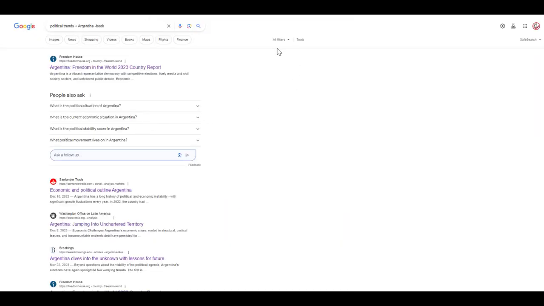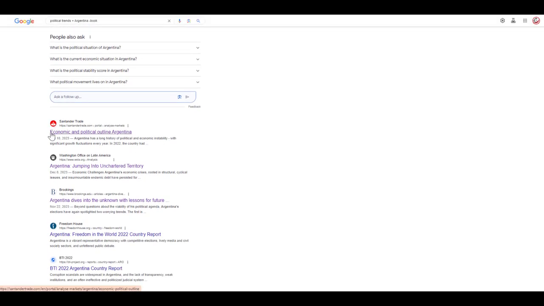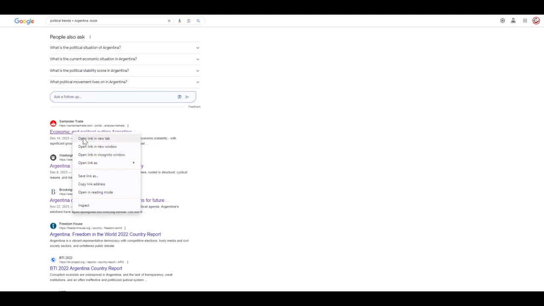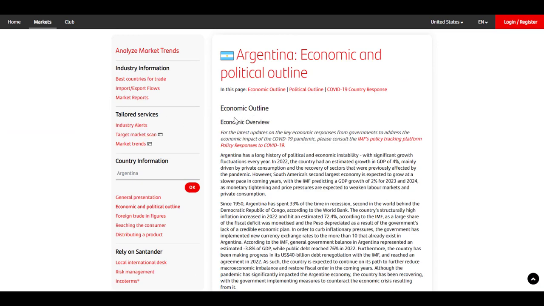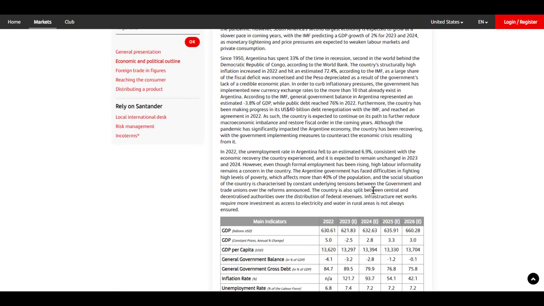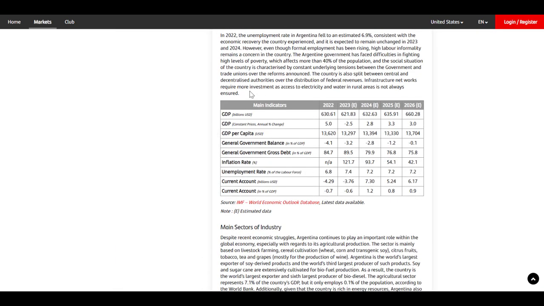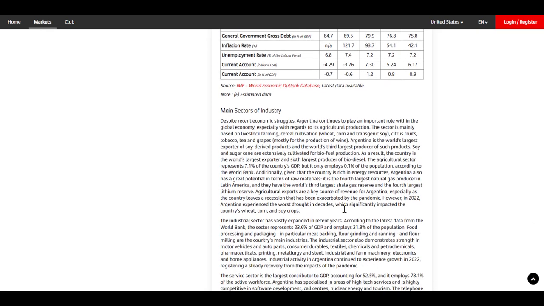I would just scroll through the first page of results, especially the top results. I liked this one, the economic and political outline of Argentina from Santander Trade. So I can go through here. It does give me a little, this would be important, economic overview. Again, it goes into my GDP, different aspects of the GDP or percentages, so I can go in and compare those, and projections, and main sectors of industry.